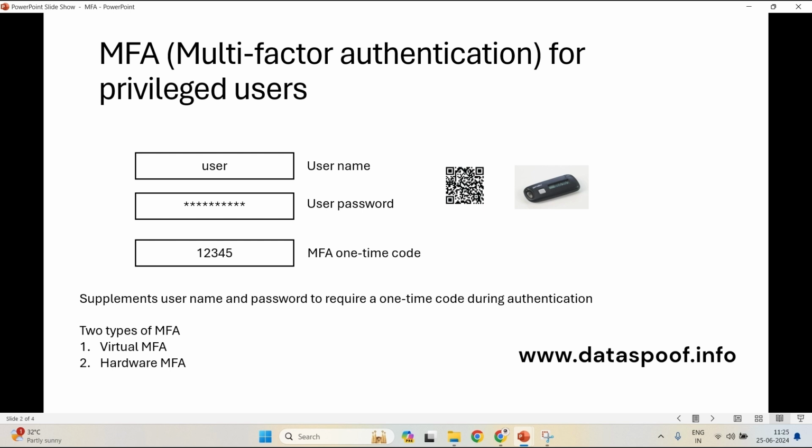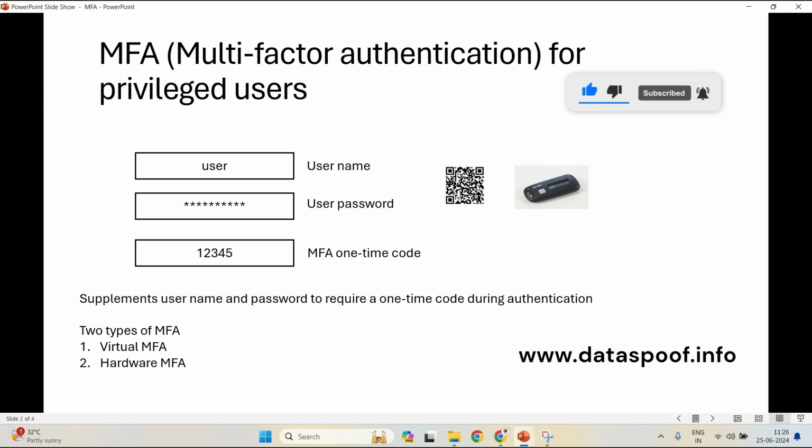There are two types of multi-factor authentication present inside AWS. First one is virtual, second one is hardware. In virtual MFA, you have to install certain apps such as Google Authenticator or AWS Authenticator. On that app, you will receive your one-time code, and then you have to enter it and you can log in successfully. Similarly, second, you can use hardware multi-factor authentication.